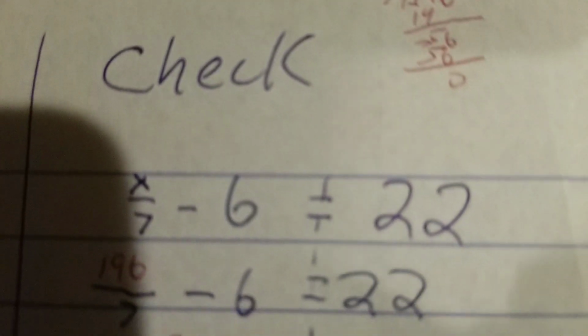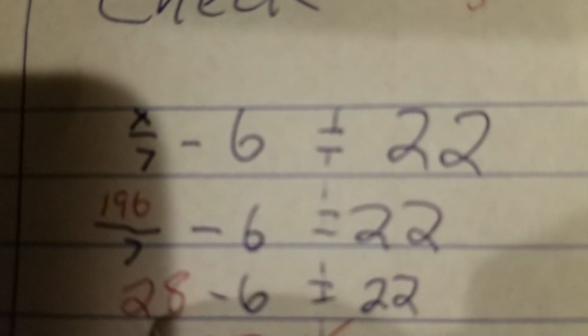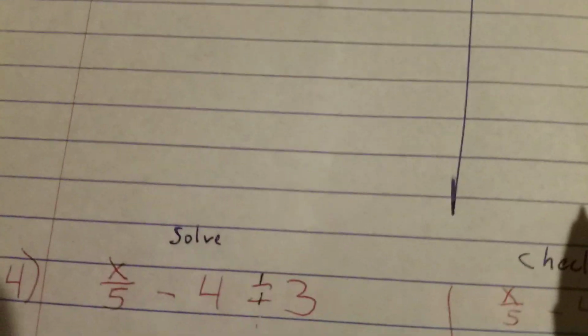Again, I did my work up here. You can use a calculator. 196 divides by 7 evenly 28 times. And then 28 minus 6 gives us 22. Same answer both sides. Check mark. All right, last problem, and I will do it with you.